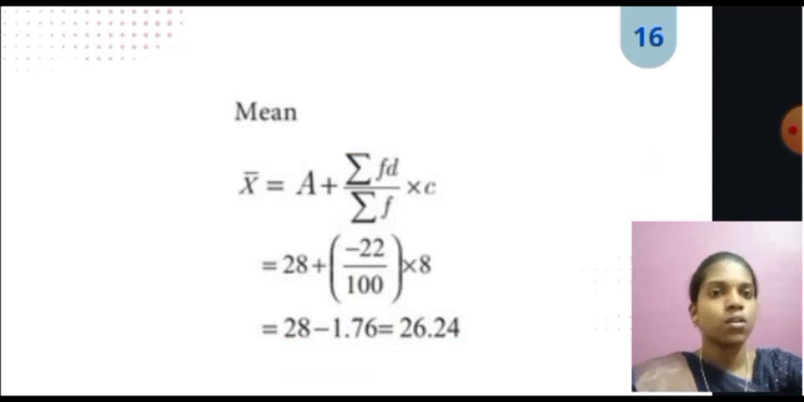Mean x bar equal to a plus summation fd by summation f into c. Here a equal to 28, summation fd equal to minus 22, summation f equal to 100 and c equal to 8. By substituting these values in this formula, we can find out the value of mean x bar equal to 26.24.